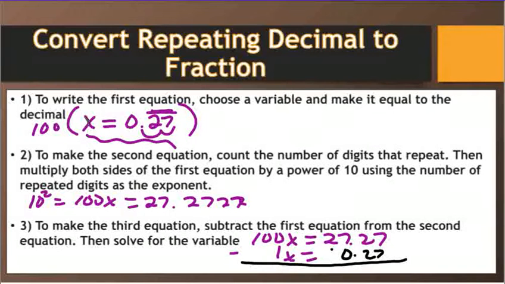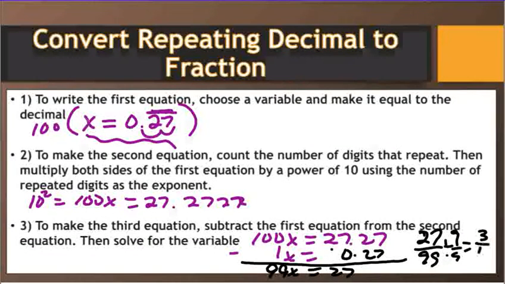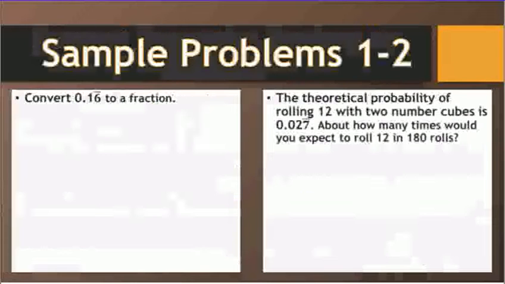When you do that, you end up with 99x equaling 27. And then you divide by 99 on both sides. So you have 27 over 99, which I can divide by 9 over 9, which will give us 3/11. And there's our fraction.